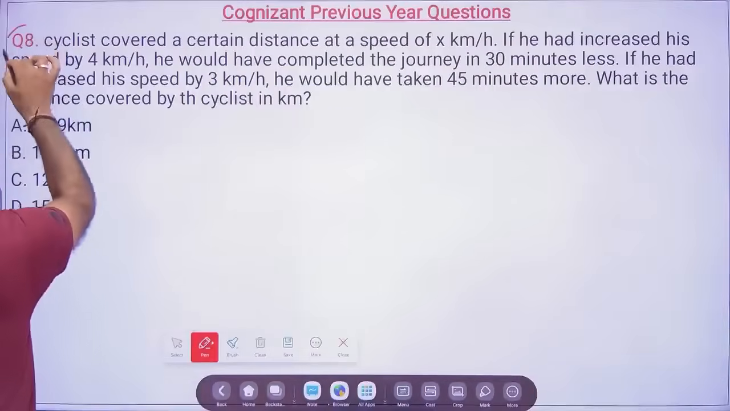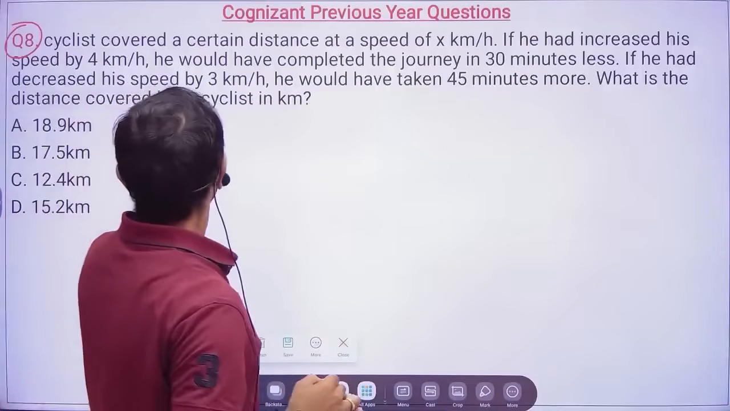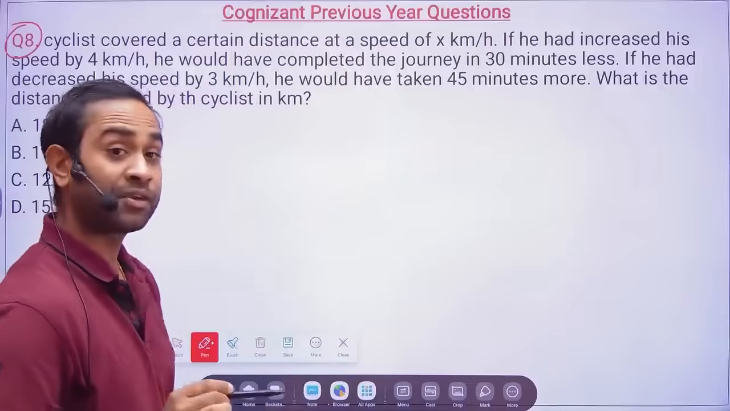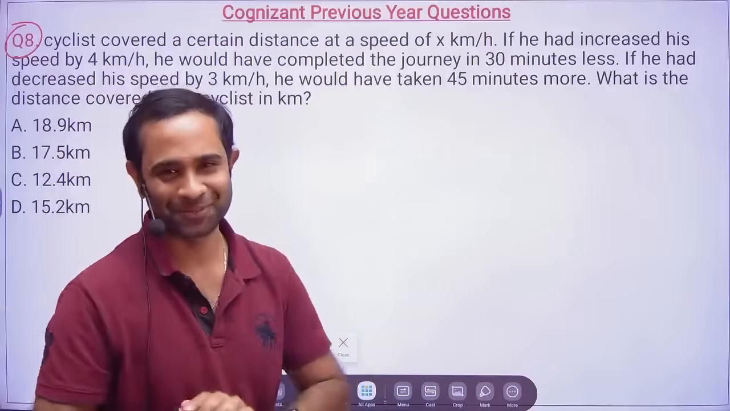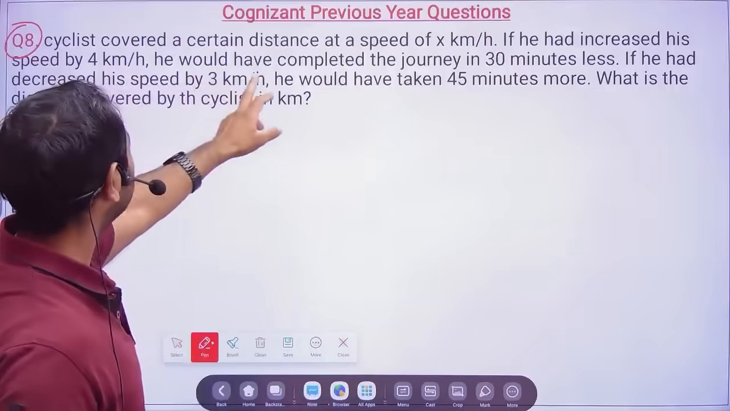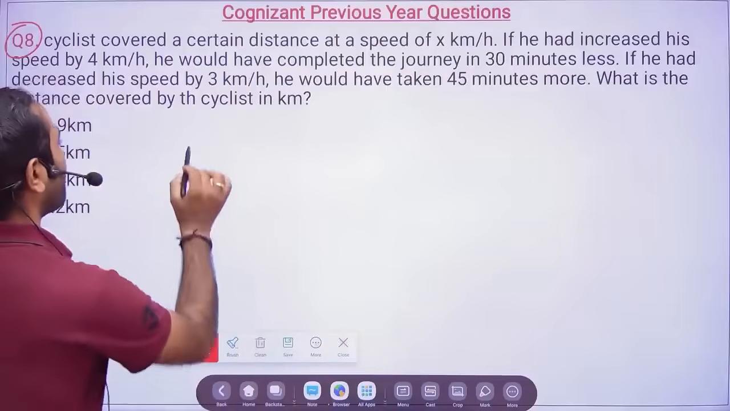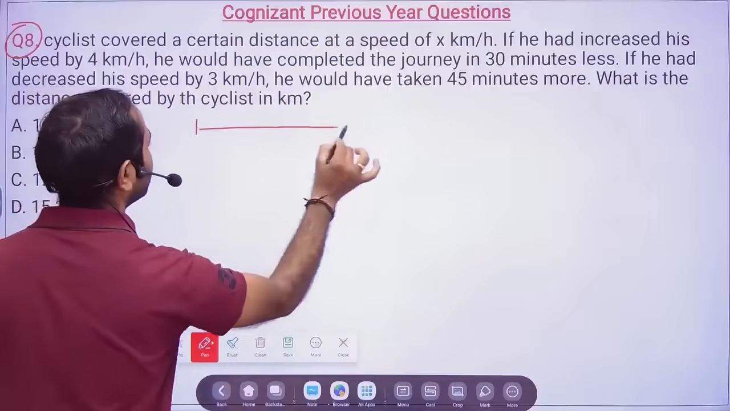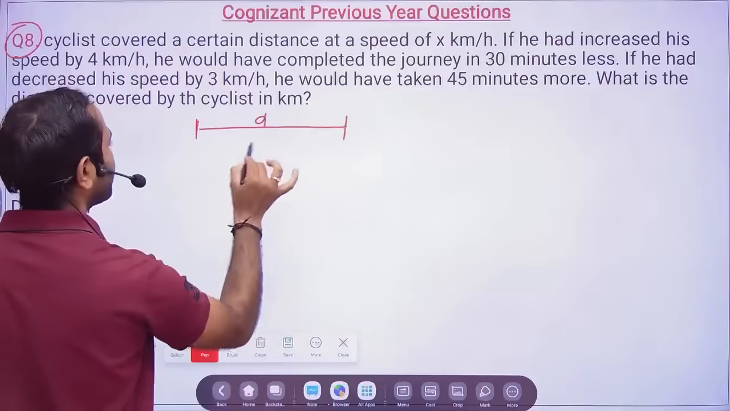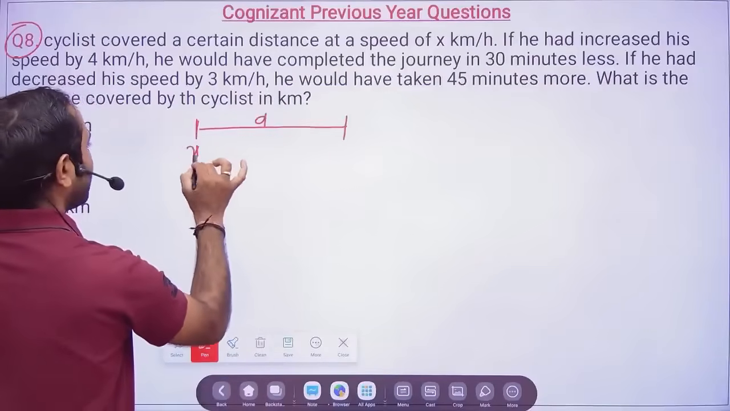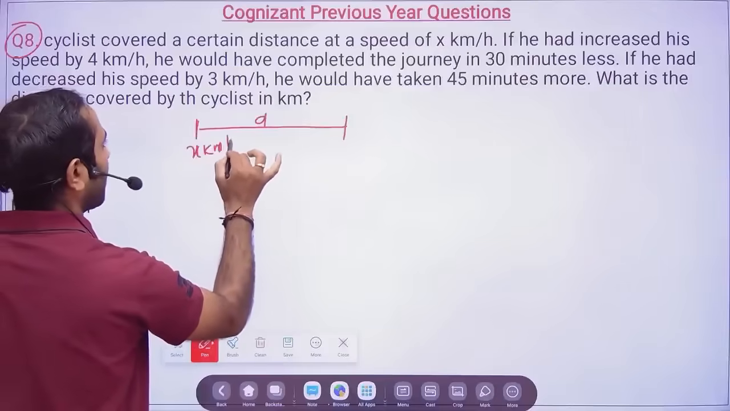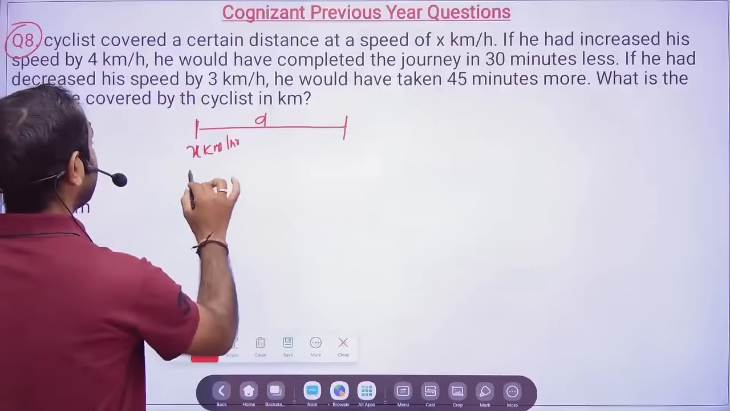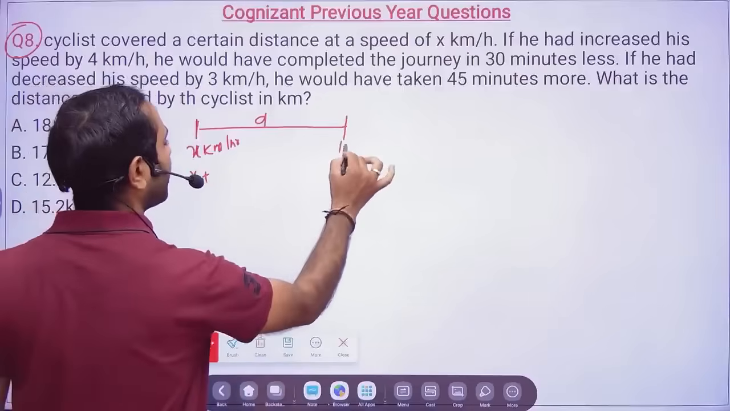Now friends, question number 8. A cyclist, this is a very good question, a wonderful question, but we have a trick to solve this problem. A cyclist covers a certain distance at a speed of x kilometer per hour. So let this distance be d. The cyclist covers it at x kilometer per hour. Suppose he reaches at 12.